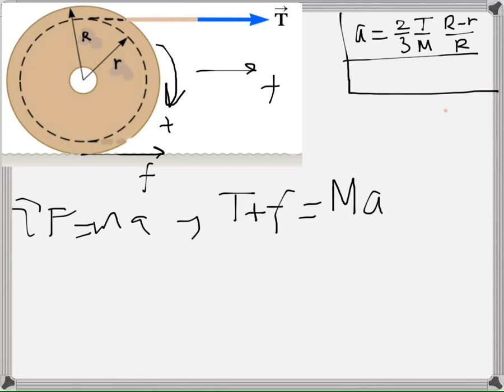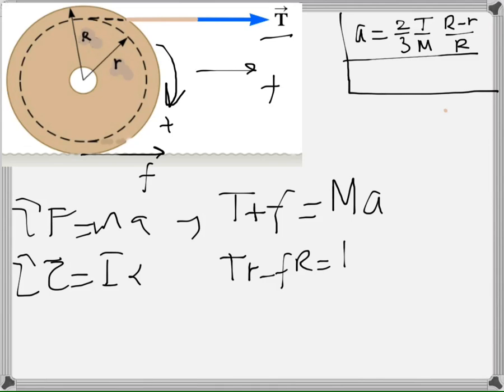What about torque? The total torque is equal to I alpha. So, first of all, think of the torque provided by T, okay? Since T is rotating the spool in the plus direction, it's plus T times small r. But F is trying to rotate in the other direction, so it's minus F times capital R. This is equal to I, A divided by R. Okay?